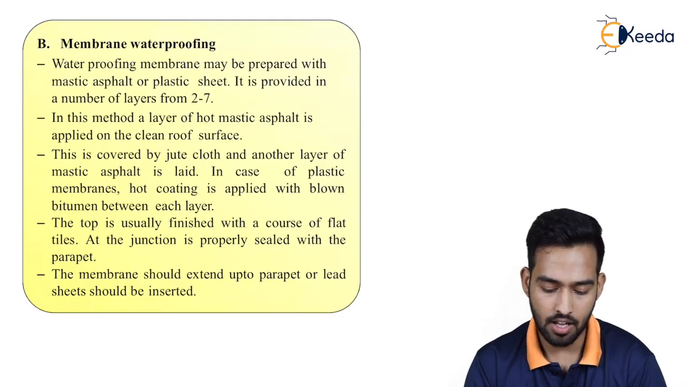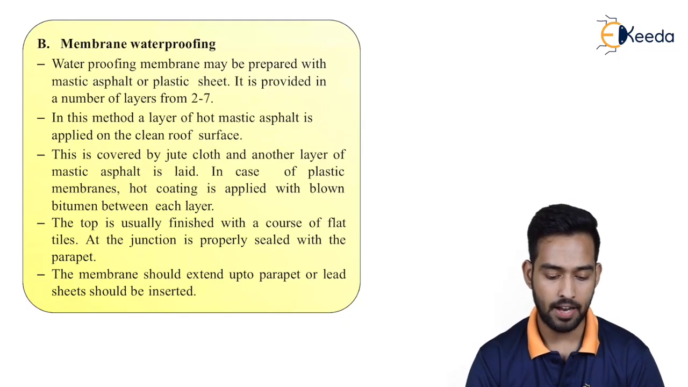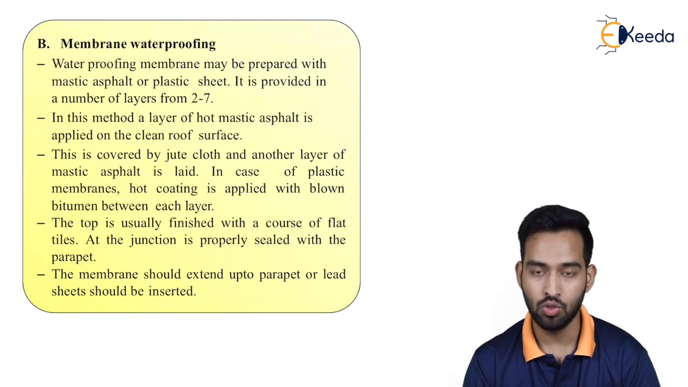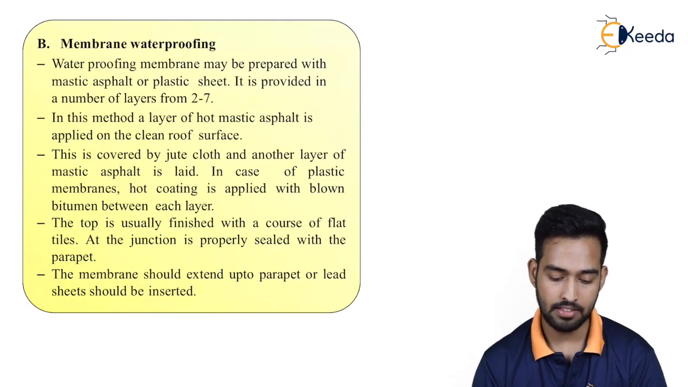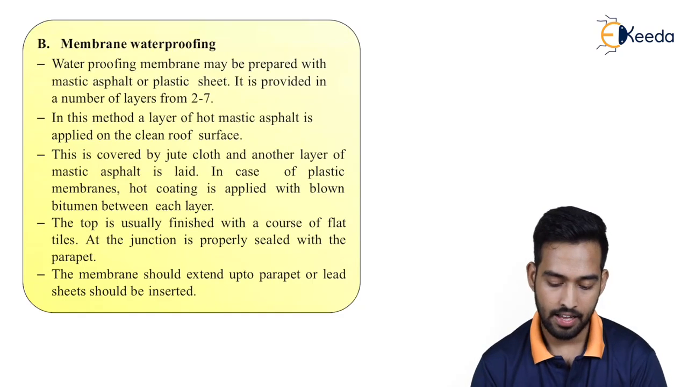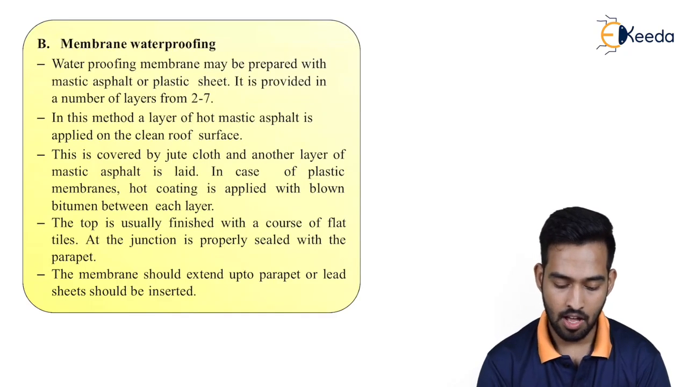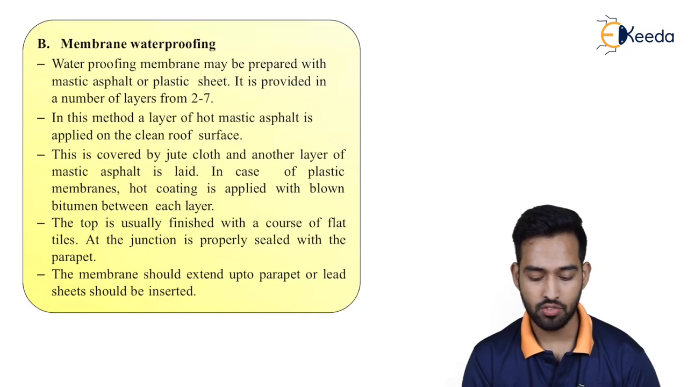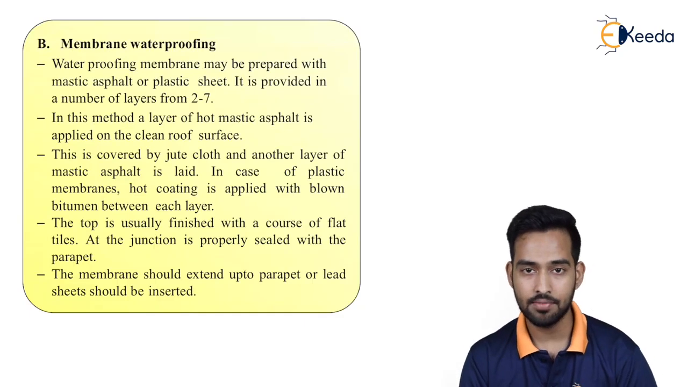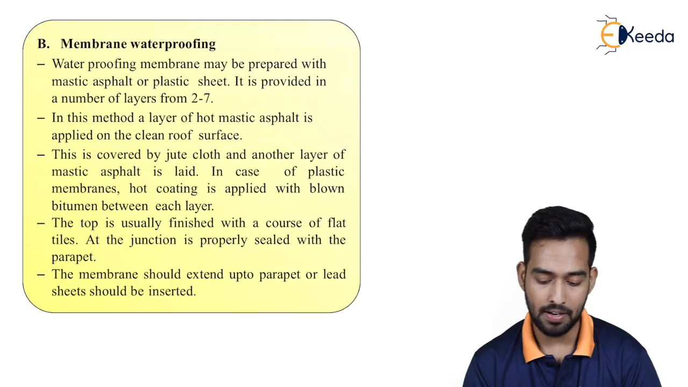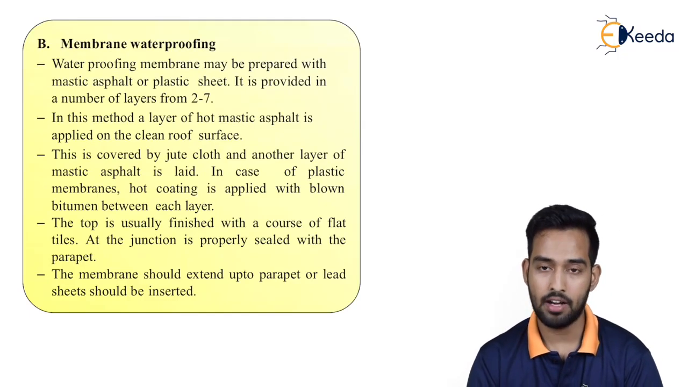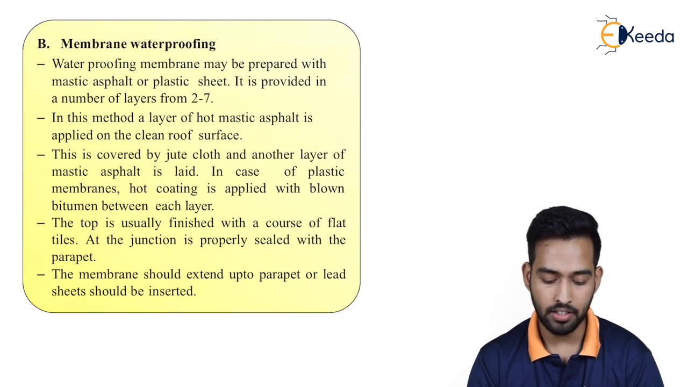In this method, a layer of hot mastic asphalt is applied on the lean roof surface. This is covered by jute cloth, and another layer of mastic asphalt is laid. In case of plastic membrane, hot coating is applied with blown bitumen between each layer. The top is usually finished with a course of flat tiles. The junction is properly sealed with the parapet. The membrane should extend up to the parapet, or a lead sheet should be inserted.